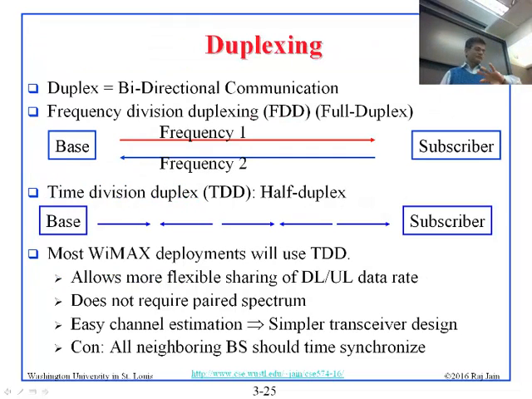Now duplexing. It's a totally different concept. Duplexing is basically the directions in which the traffic goes. Now what we could do is, we could have 2 frequencies. On one frequency the subscriber talks to the base station, the blue frequency. On the other frequency, the base station talks to the subscriber. Now both of them can talk at the same time. And that would be frequency division duplex, FDD.